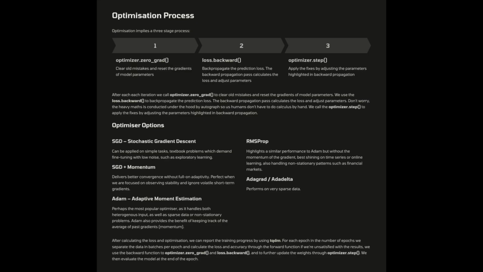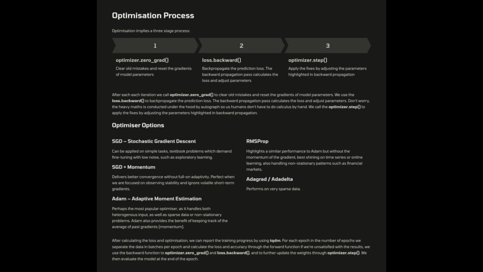Optimization implies a three-stage process. After each iteration, we call optimizer.zero_grad to clear old mistakes and reset the gradients of model parameters. We use loss.backward to backpropagate the prediction loss. The backward propagation pass calculates the loss and adjusts parameters. Don't worry, the heavy math is conducted under the hood by autograd, so yes, humans don't have to do calculus by hand. We call optimizer.step to apply the fixes by adjusting the parameters highlighted in backward propagation.